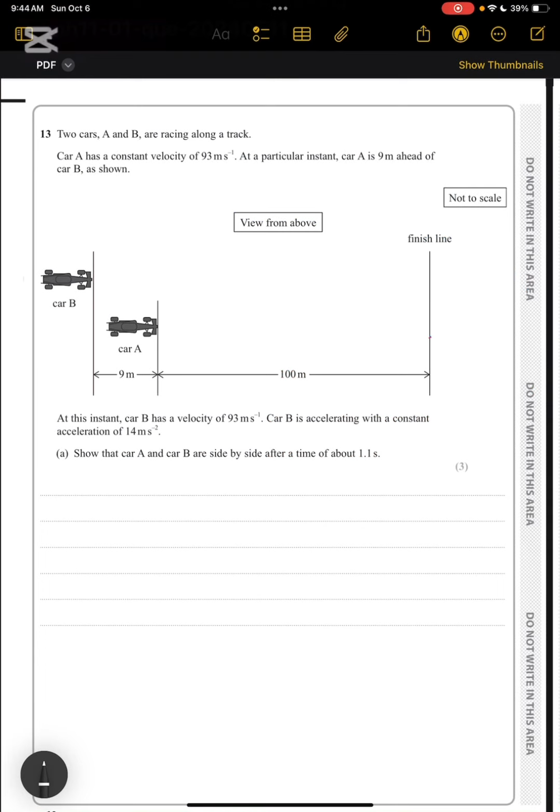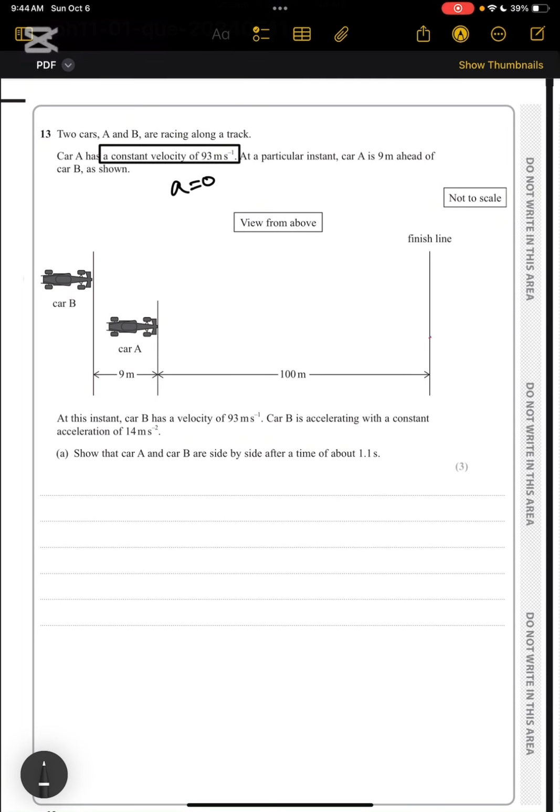In question number 13, they have said two cars A and B are racing along a track. Car A has a constant velocity of 13 meter per second, which is a really important piece of information. When anything has a constant velocity, its acceleration is zero, right? Its velocity is not increasing or decreasing, so its acceleration is zero.